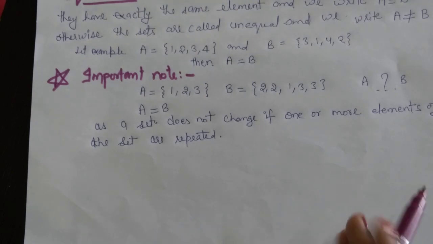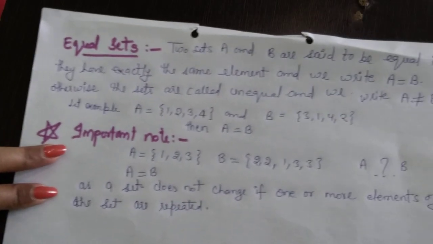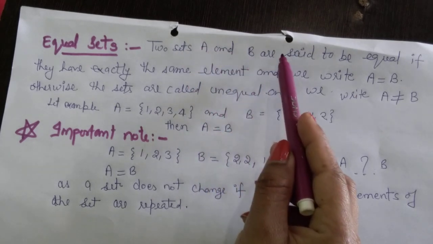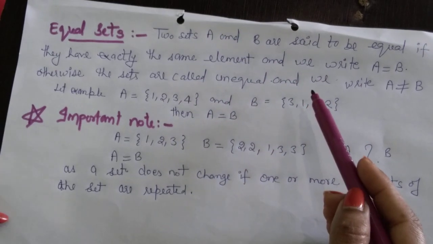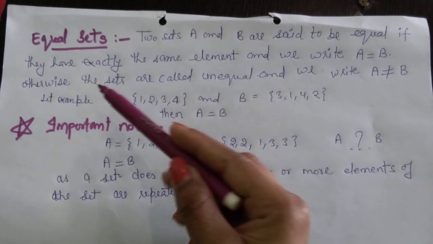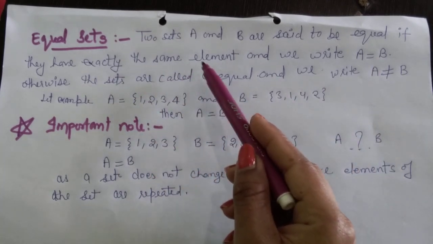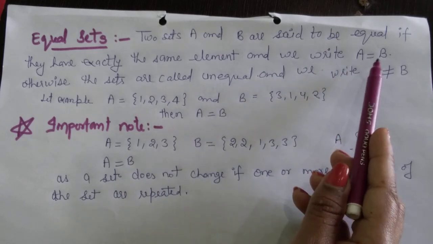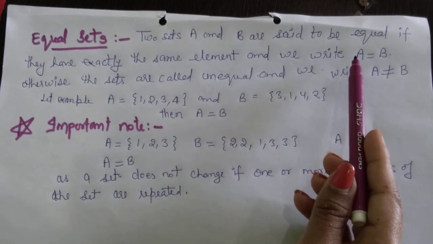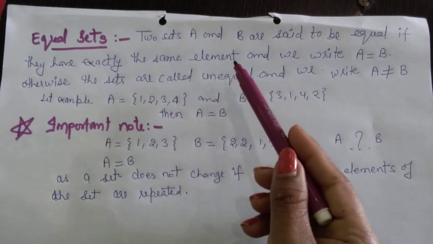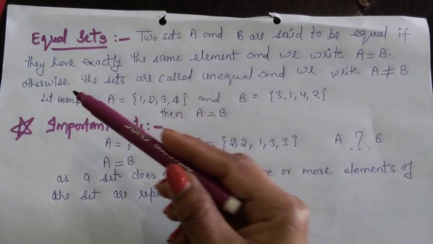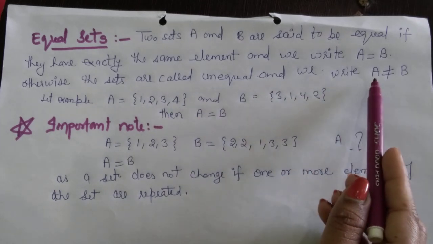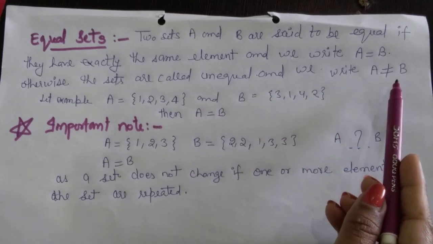Now come to the next. So these are equal sets. We can say that two sets A and B are said to be equal if they have exactly the same elements, and we write A equal to B. Two sets are equal if elements of both the sets are the same. Otherwise the sets are called unequal, and we will write them as A is not equal to B.